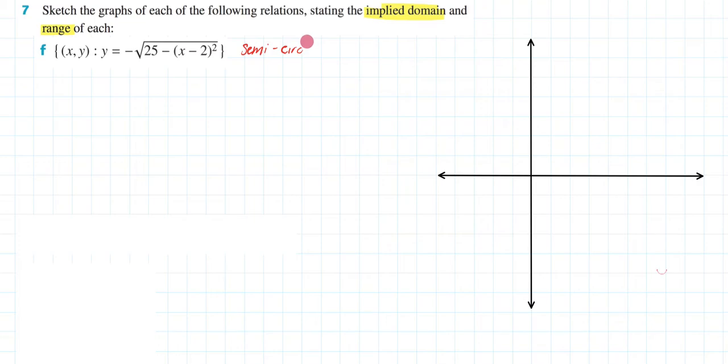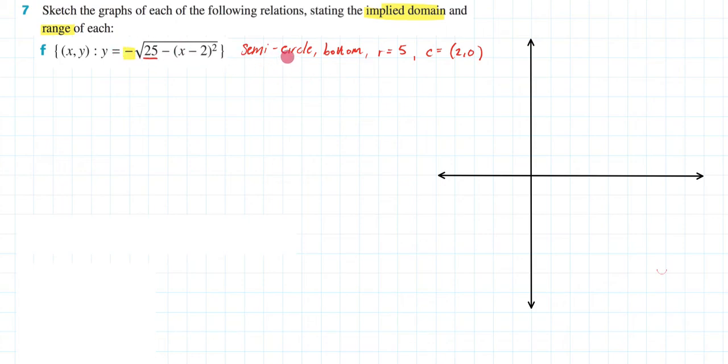And we should also be able to recognize some properties of it. First of which is the fact that we have a negative in front of our square root, which means we're going to be dealing with the bottom of a circle. Second, we can see this 25. This 25 tells me that my radius is going to be 5. And lastly, by looking at it, we can see that my center is going to be (2, 0).